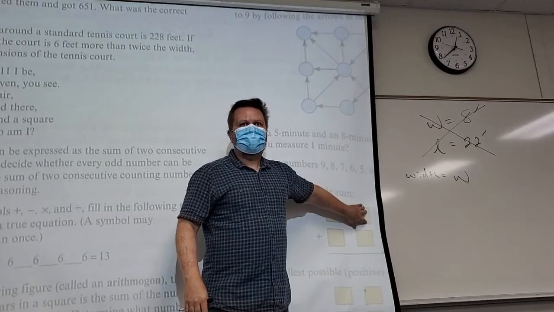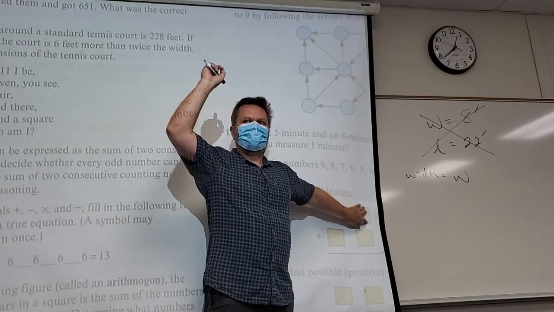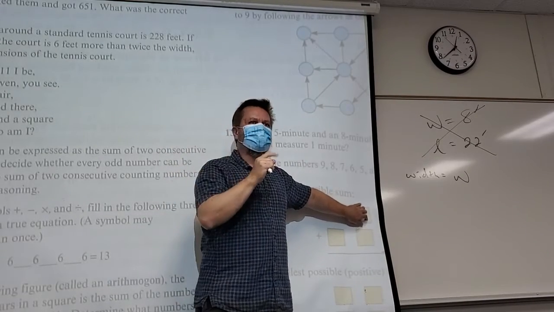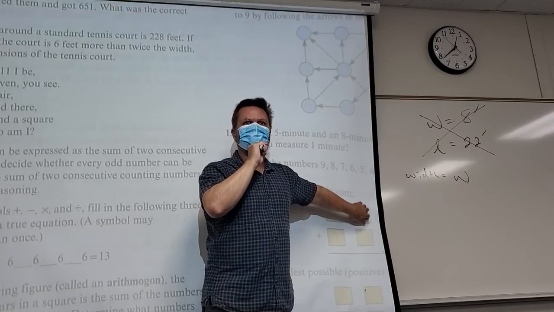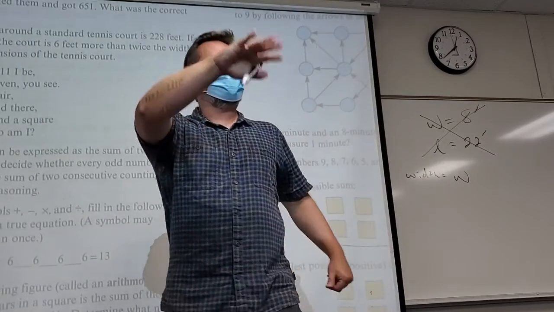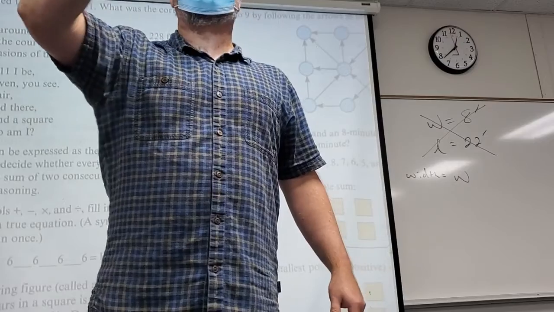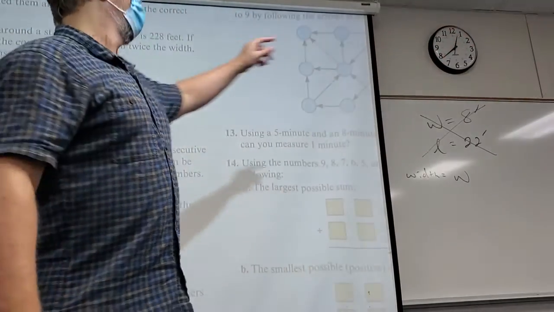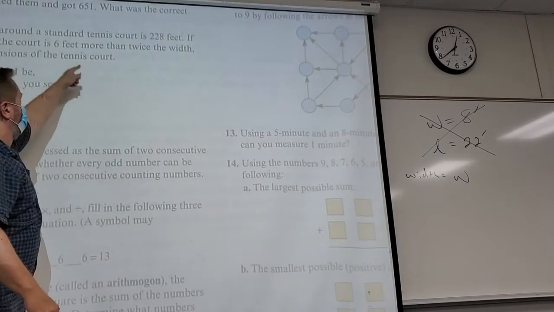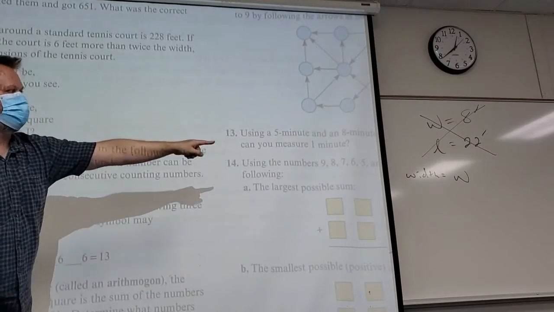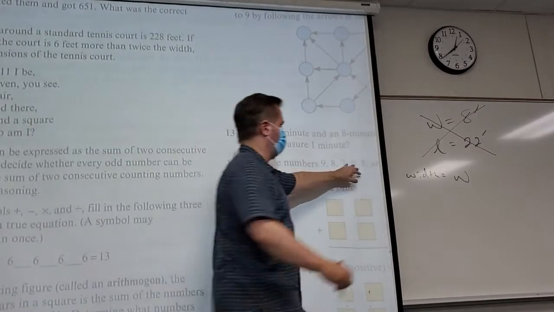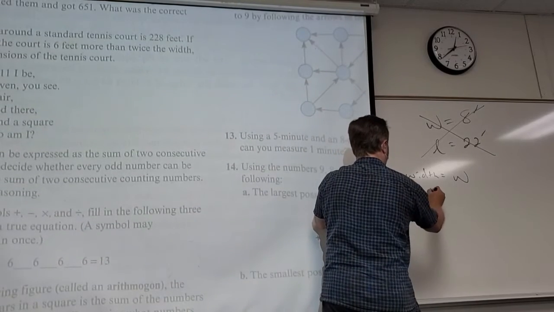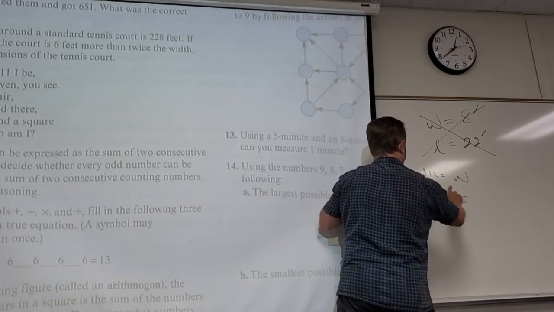If the width is W, what's the length then? L? No. If you give the length a different letter, that means it's independent from the width. Is it independent from the width? Isn't the length 6 feet more than twice the width? Well, what's twice that? 2W. 2W, and then 6 feet more than that.